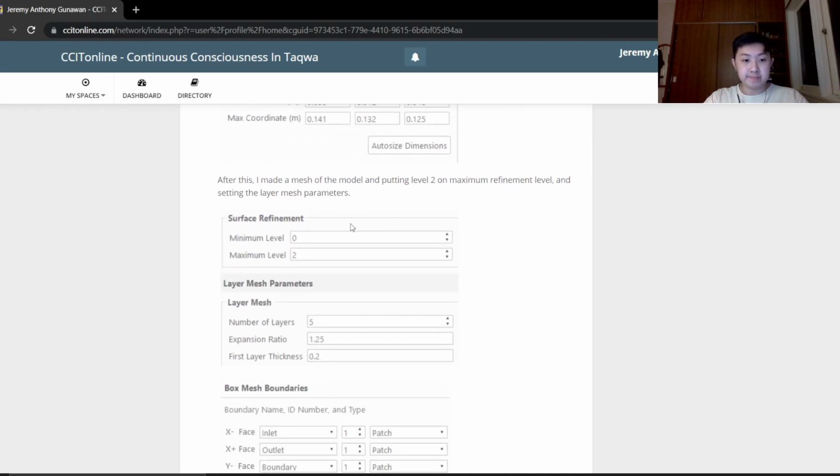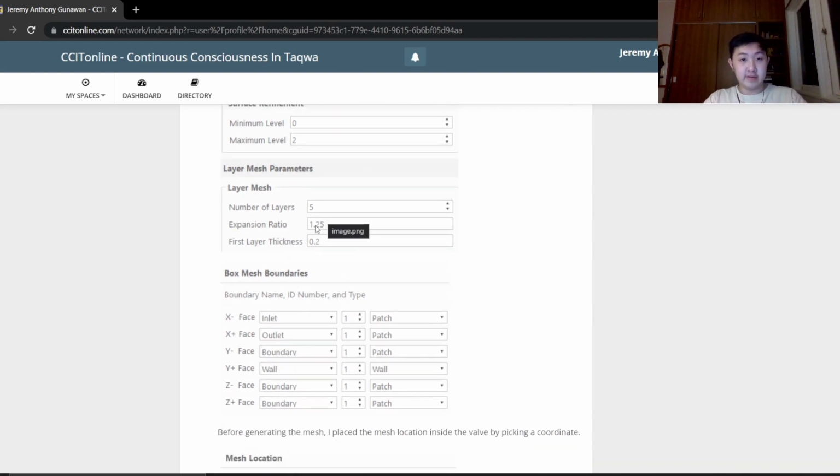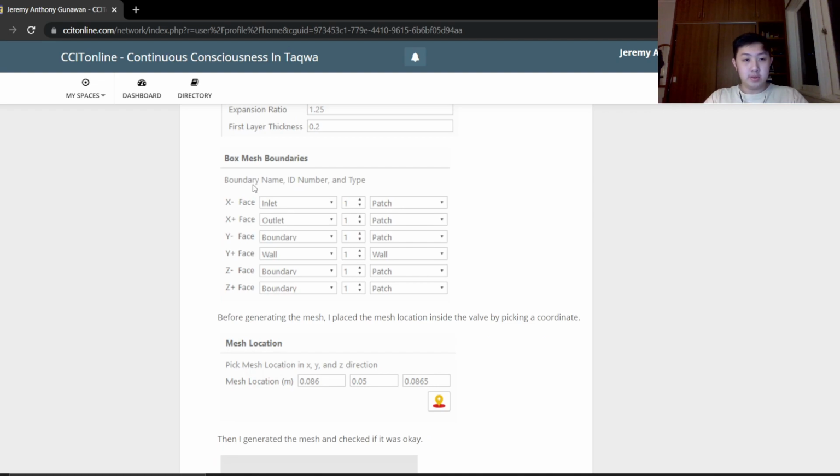After that, I put maximum level 2 on the surface refinement, and I also added layer mesh parameters: number of layers 5, expansion ratio 1.25, and first layer thickness 0.2. Also, don't forget to put the box mesh boundaries based on the geometry. X negative is inlet, X positive is outlet, Y positive is wall, and the others are just boundary.